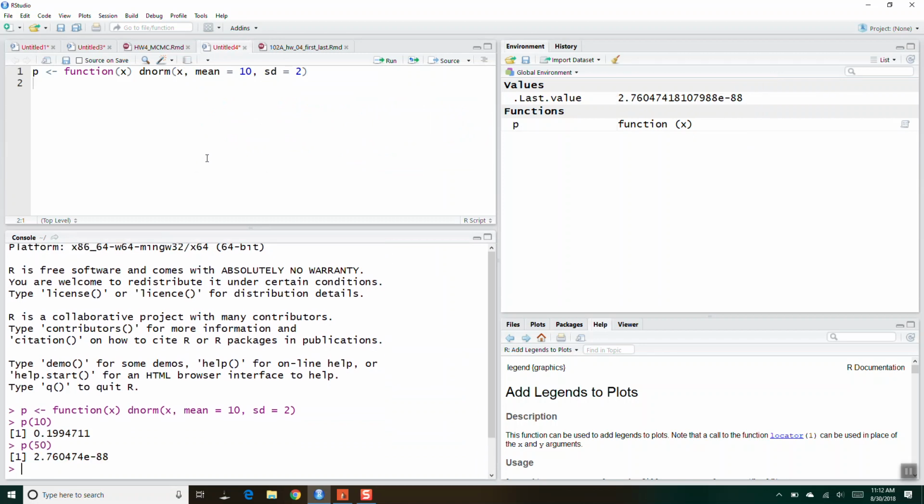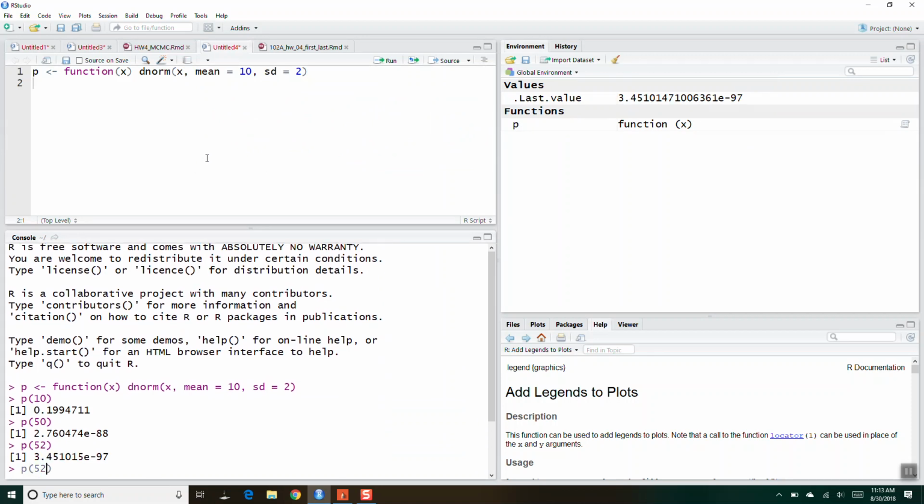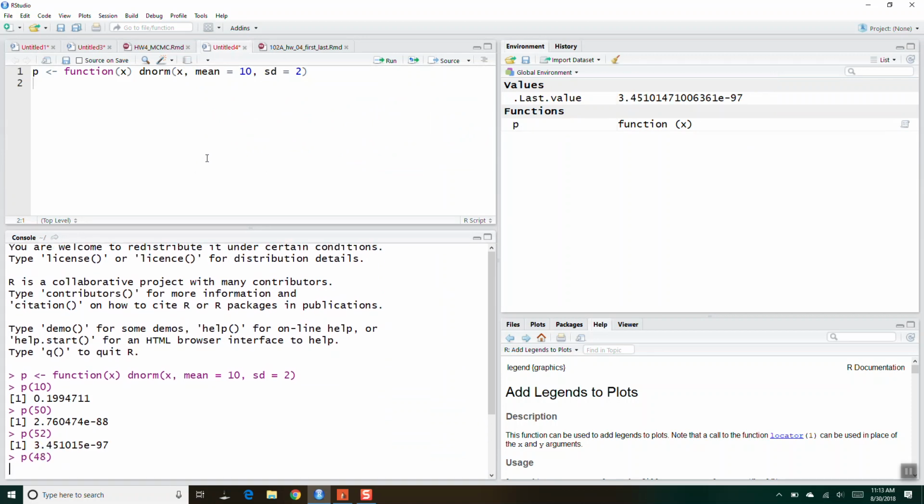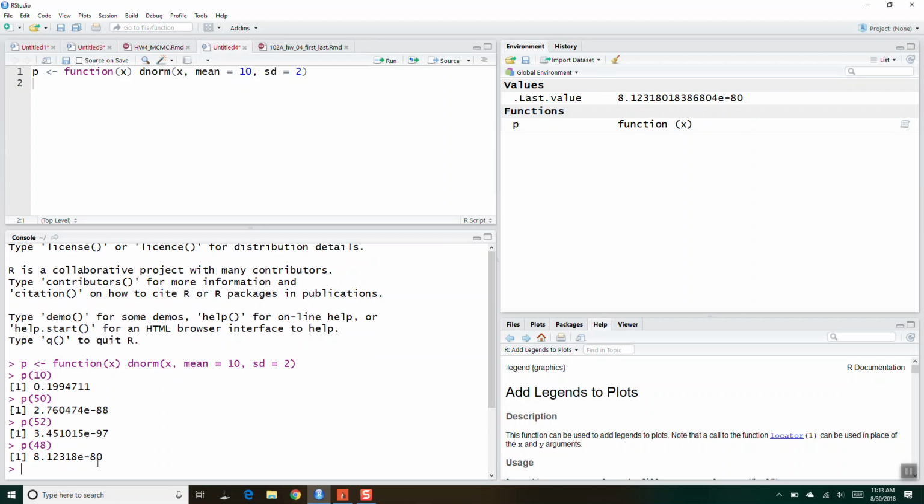What's the probability of 50? It's a very small value, right? And then what's the probability of 52? It's even worse. What's the probability of 48? It's a lot more likely than the probability of 50, right? But I mean, these are on the order of 10 to the negative 88, 10 to the negative 80. These are tiny, tiny, tiny values that should never happen in real life. Okay, so we can just say our current value, we'll start off at 50, okay?